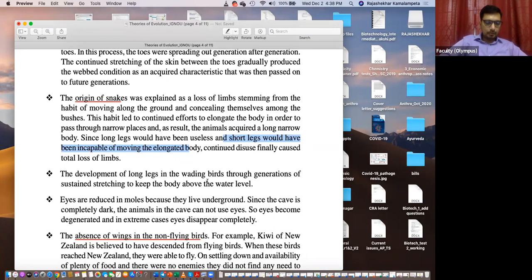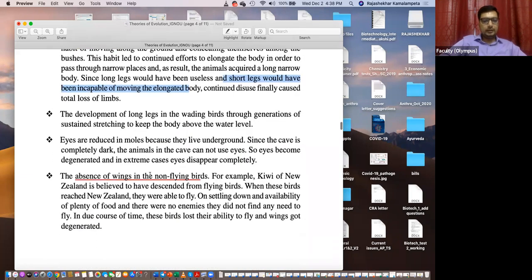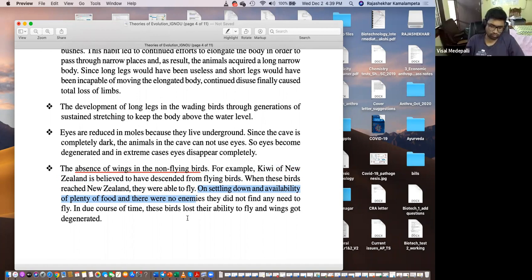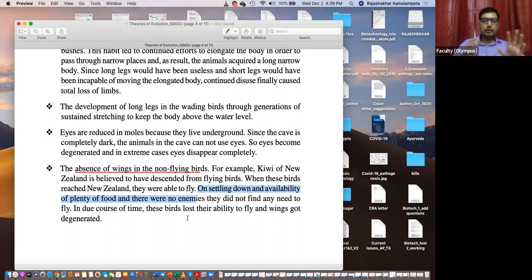Okay, there are more examples that he gave. Even bird wings, he thought, the absence of wings in non-flying birds. So the kiwi of New Zealand is believed to have descended from flying birds. They probably were originally flying, but eventually gave rise to kiwi-like birds which don't fly. When these birds reached New Zealand, they were able to fly. On settling down, with the availability of plenty of food, there was no need for them to fly. So disuse of organs eventually led to the loss of their wings. This is what he thought. That is how some birds which don't normally fly probably originated from birds that could fly.